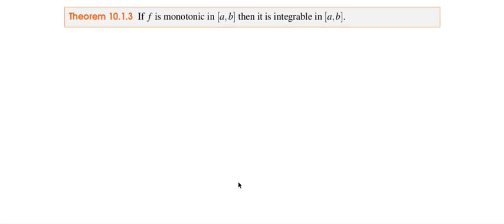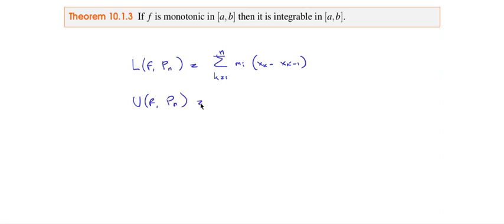A similar result is that if f is monotonic in [a, b], then it's integrable in [a, b]. So for instance, if we have a partition Pn, and f is monotonic, let's suppose it's increasing, then the lower sum is the sum from k equals 1 to n of the minimum times x_k minus x_(k-1), and the upper sum of Pn is the sum from k equals 1 to n of capital M.